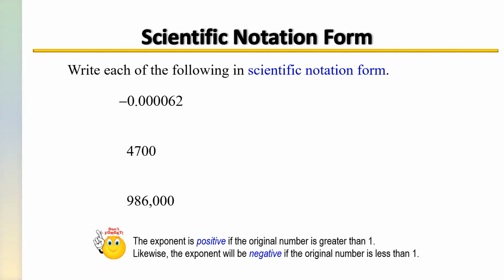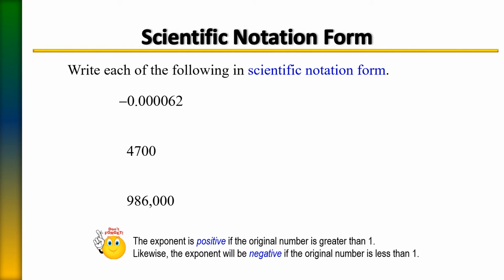Let's do 3 more. This time we're going to move at a little bit faster pace now that you're a little bit familiar with how to do it. It doesn't matter that this number is a negative. When we're done, it's still going to be a negative. We just want to convert it to scientific notation form. So recall it has to be a number between 1 but less than 10.